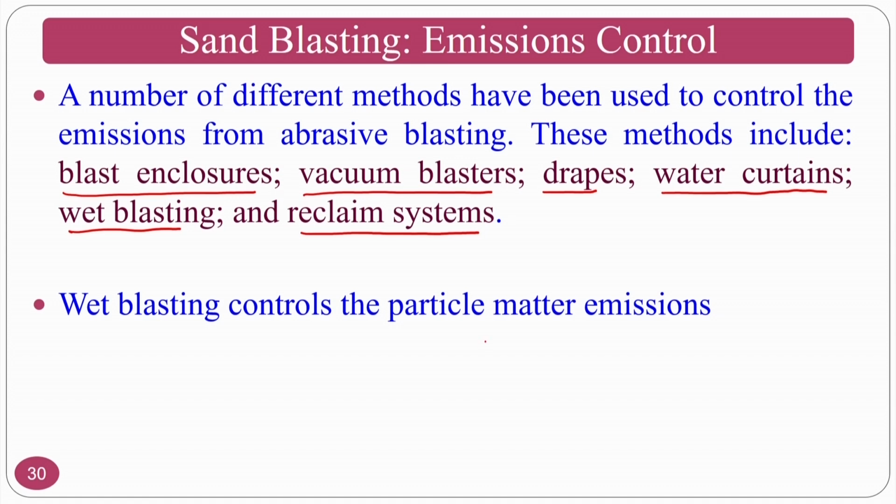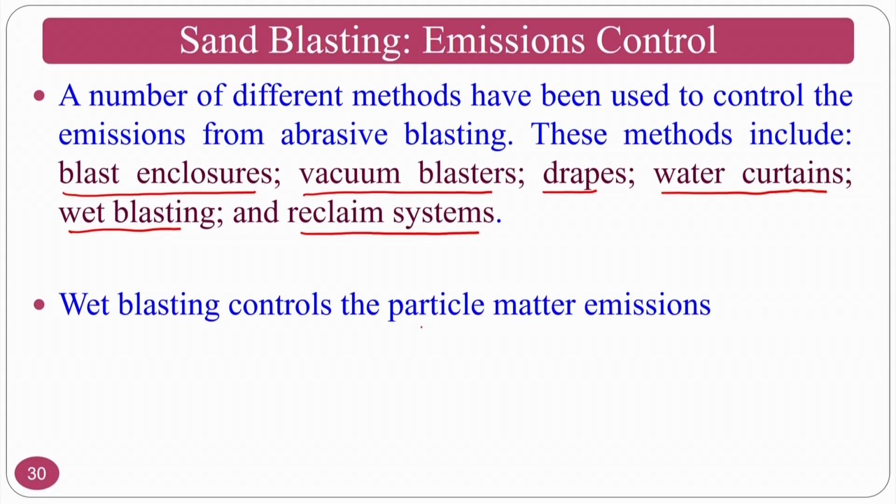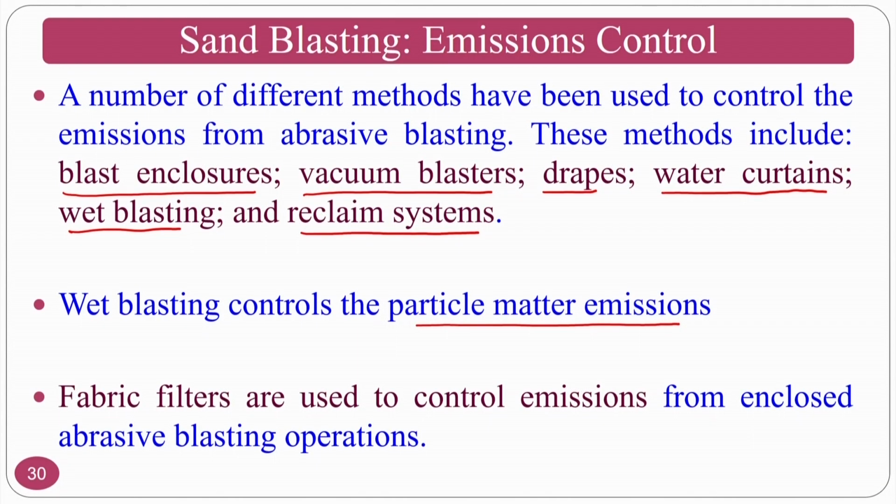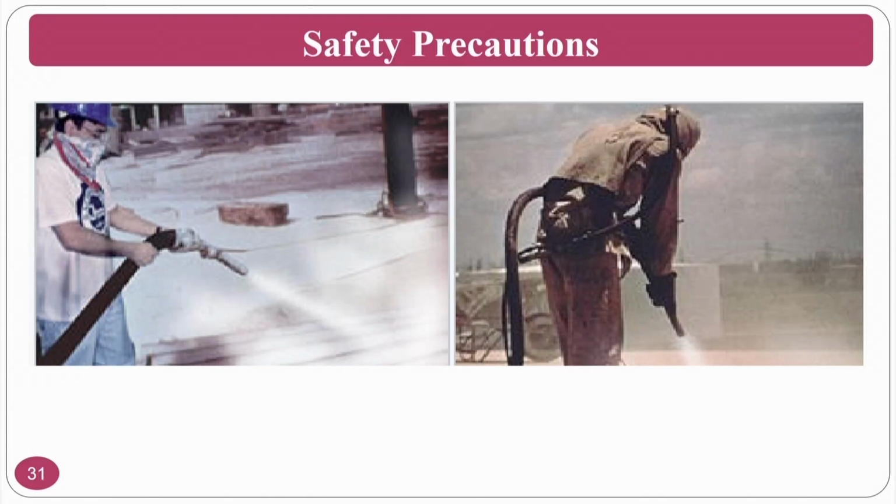Wet blasting controls the particulate matter emission. Normally, with compressed air and abrasive particles, there is a chance of the particulate matter going up because the density is very low. If you are using water based sandblasting, what will happen? This water will have high density compared to air, so it will take the particles down into the reclaim systems. Fabric filters are used to control the emissions from enclosed blasting. Normally, fabric like a mask, or some of the cabinets which have filters, can help with emissions control. These are the safety precautions.